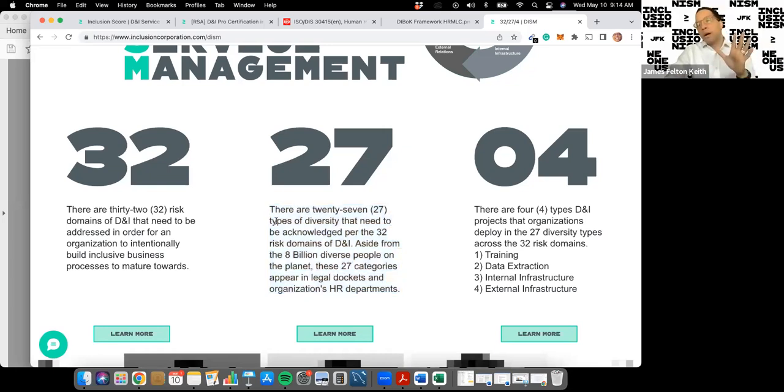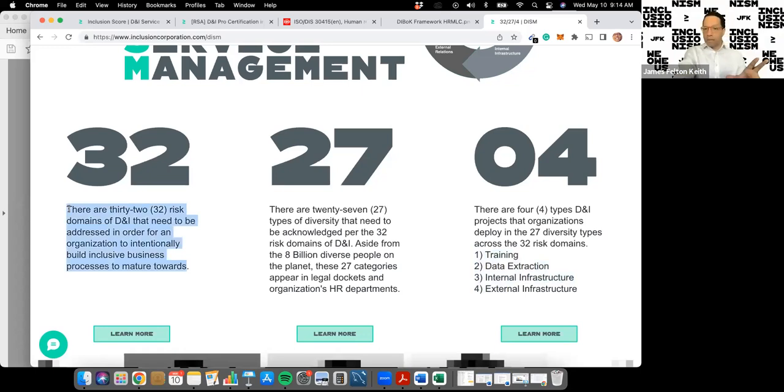These 27 groups are of particular interest, not because we're saying that diversity isn't a fact of reality and there aren't billions of types of diversity out there, but it's really because these 27 types are protected classes under the law in at least one or more countries. And these 27 groups are who we usually see in legal dockets or grievances in the Human Resources Department. And they are creating the economic climate that is starting to financialize organizational diversity and inclusion. And so we want to see these 4 or more project types across one or many of these 27 people types deployed across these 32 domains of D&I.